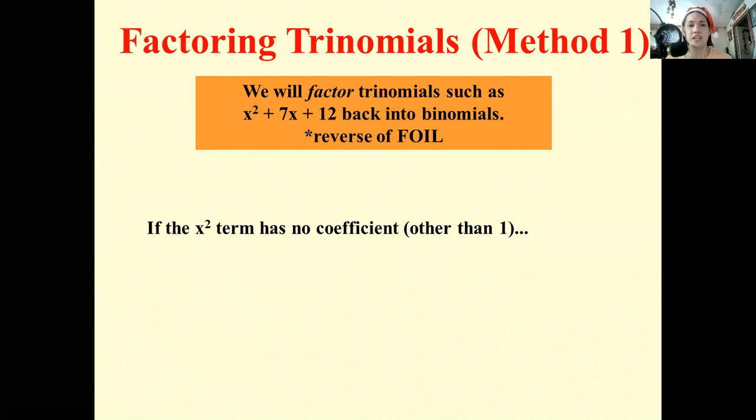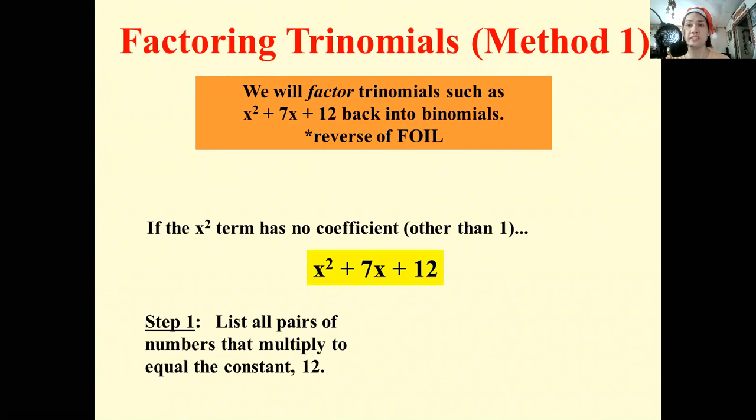Okay, let's start. If the x squared term has no coefficient other than 1, for example x squared plus 7x plus 12, then we do step number 1, which is listing all pairs of numbers that multiply to equal the constant 12. This is what we call the AC method. But since your a is equal to 1, just focus on your c. Your c there is your third term. What is your third term? 12. So we will list all combinations of the factors of 12.